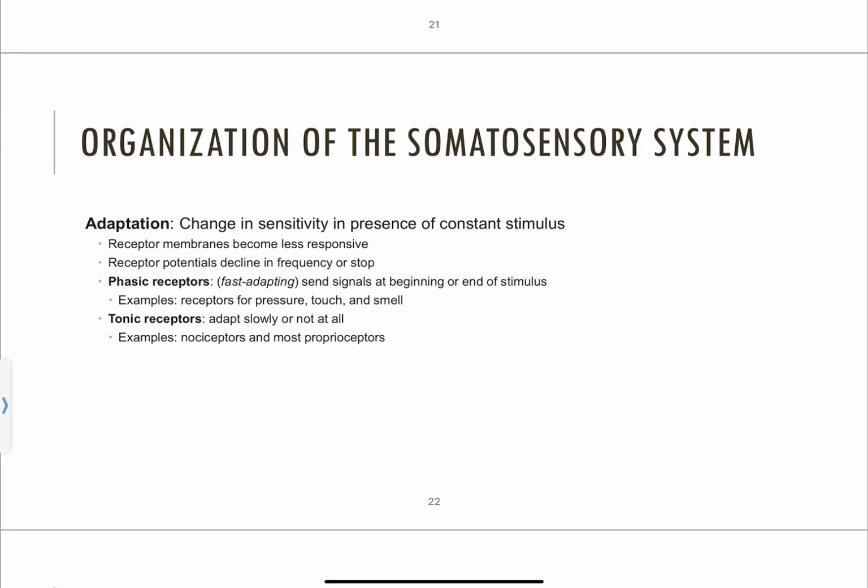Tonic receptors are a lot different. These are going to adapt very slowly or not at all, meaning their sensitivity is not going to change. Examples of those are nociceptors and a lot of our proprioreceptors. And if you can imagine, we would not want our nociceptors to adapt to the stimulus of pain, and that's going to provide a protective mechanism for our body. So phasic receptors, super fast adapting. Tonic receptors, slow adapting to whatever stimulus initiates them. So for example, pain. We would not want to adapt to pain.